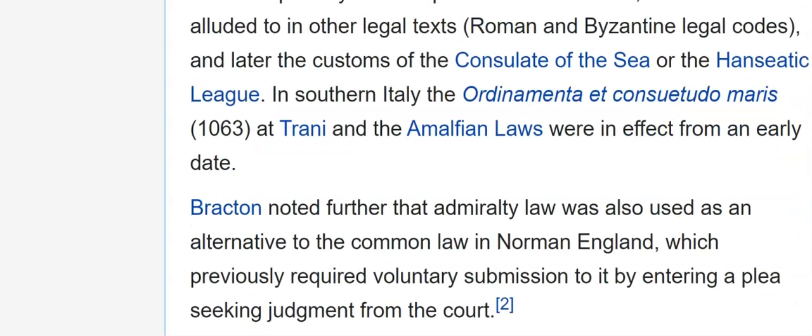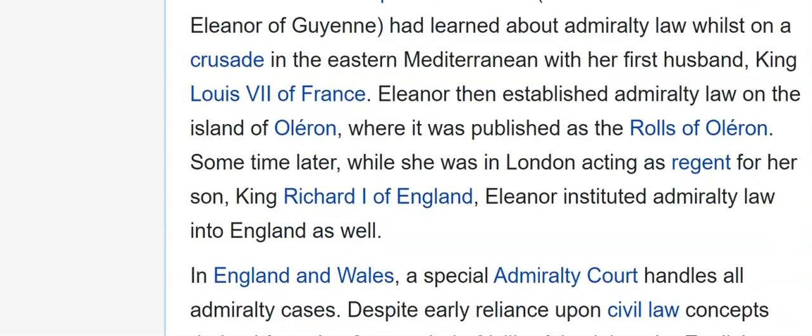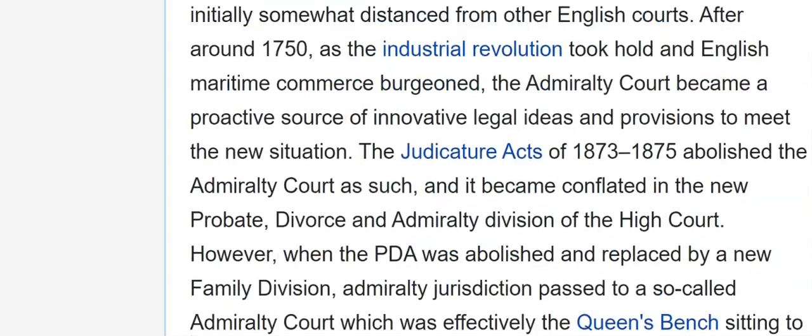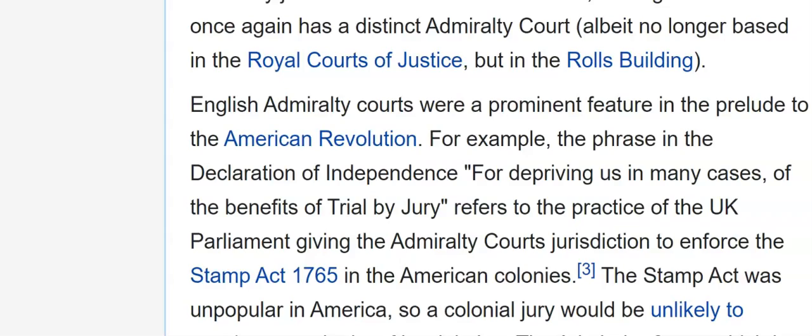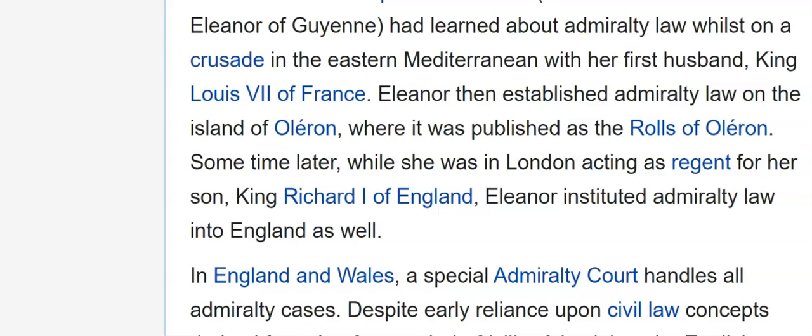Look at this part. 1063 at Trani. Ordinamenta maris, right? Order of the sea basically, at Trani in 1063, and the Amalfian laws. Think about that. So all cords, basically cords and horse shit, isn't it really? You know what I mean?